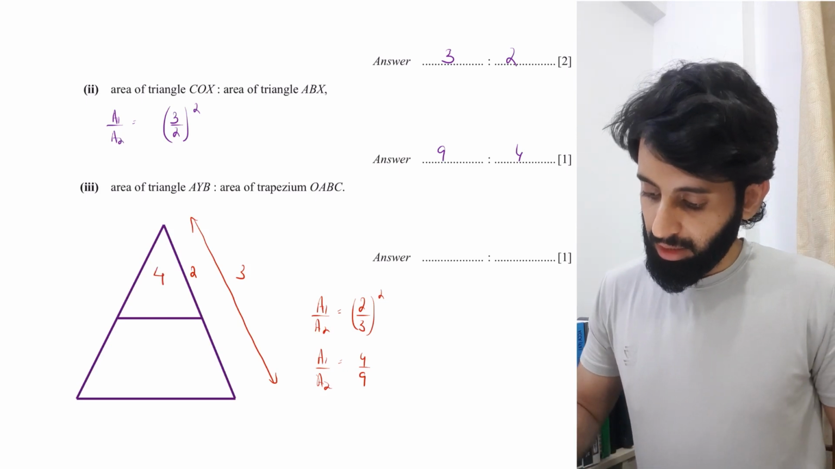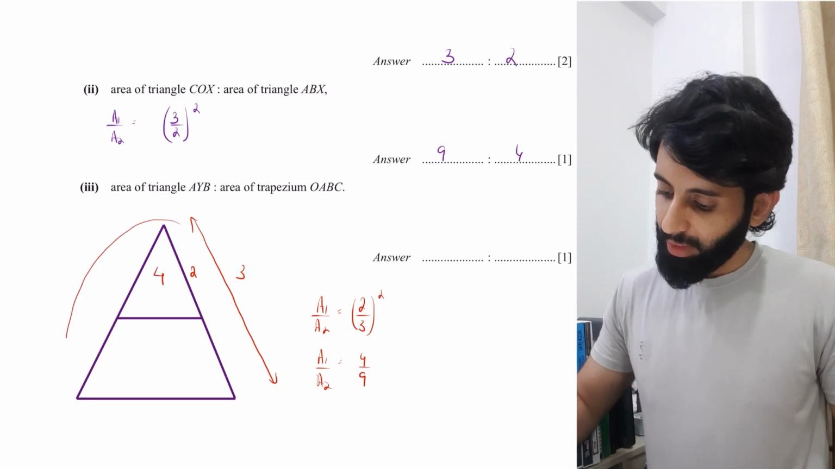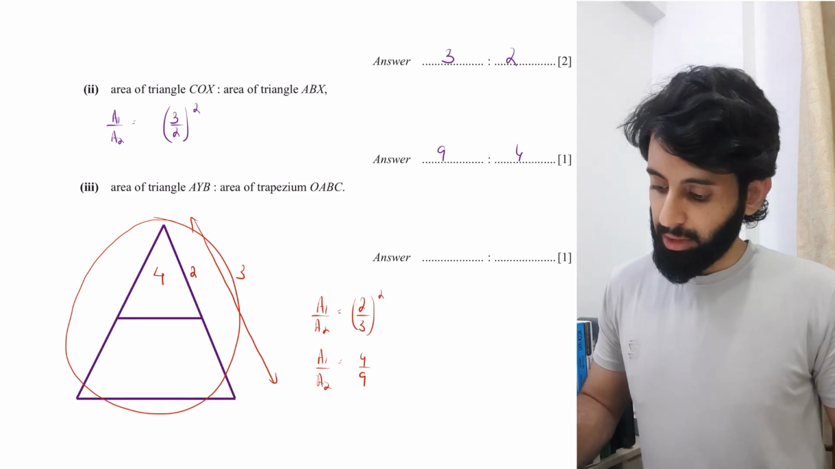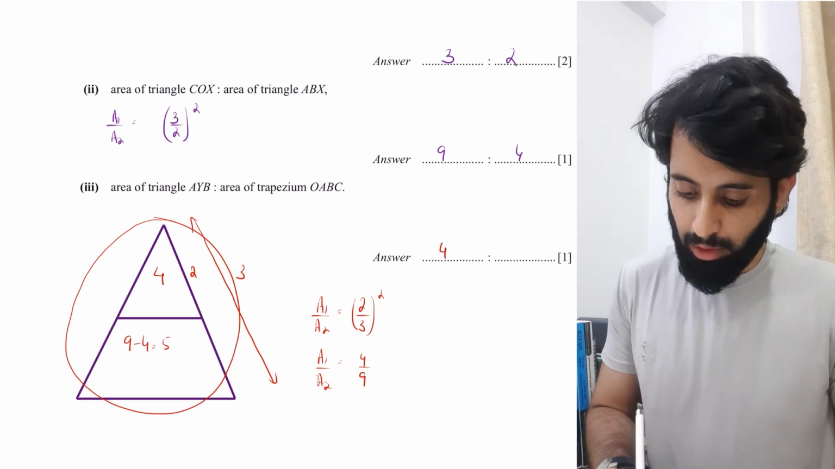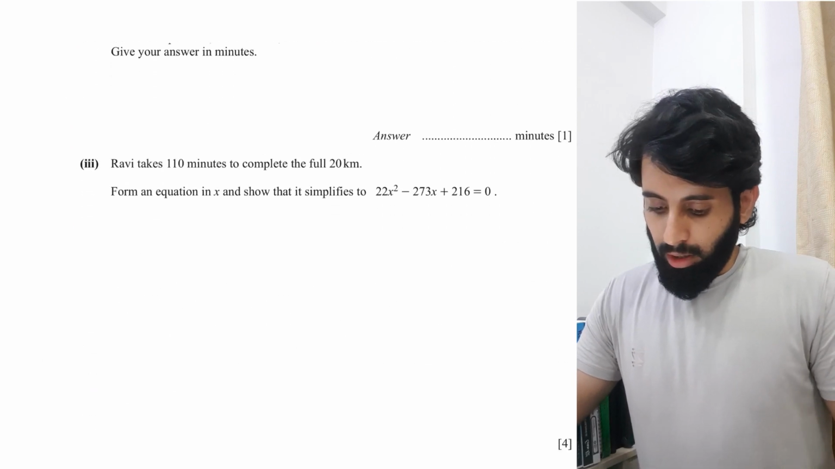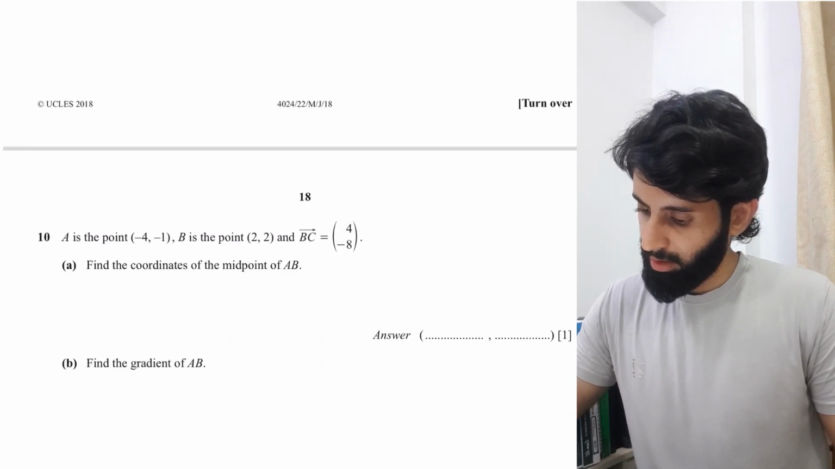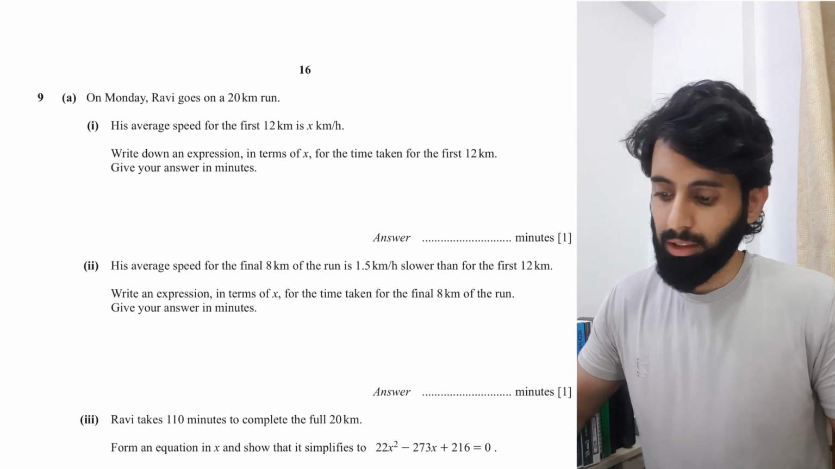Now this basically means that if the area of this little triangle is 4, the area of the entire triangle is 9, which means that to work out the area of the trapezium, I can simply do 9 minus 4, which is equal to 5. So there you go. 4 is to 5 is your final answer. Alright, so that was question number 8.